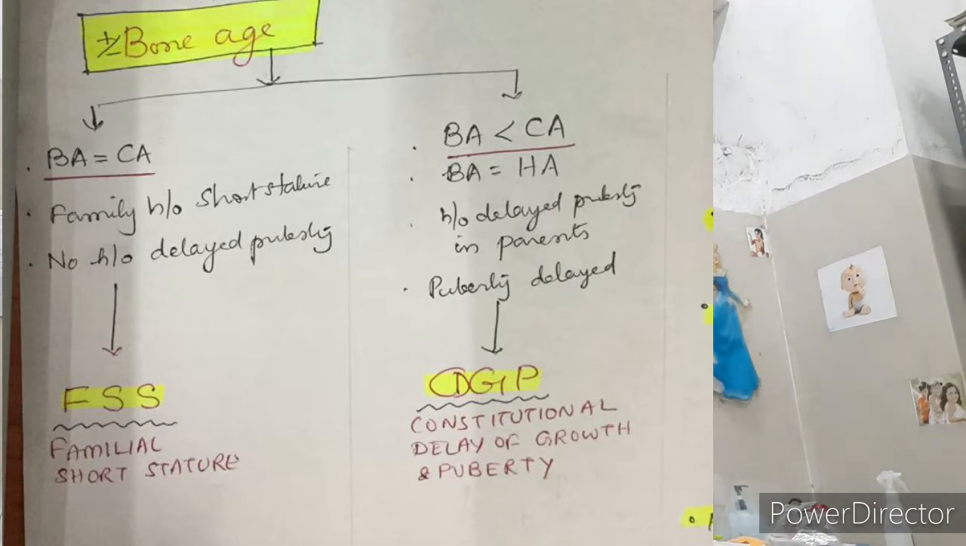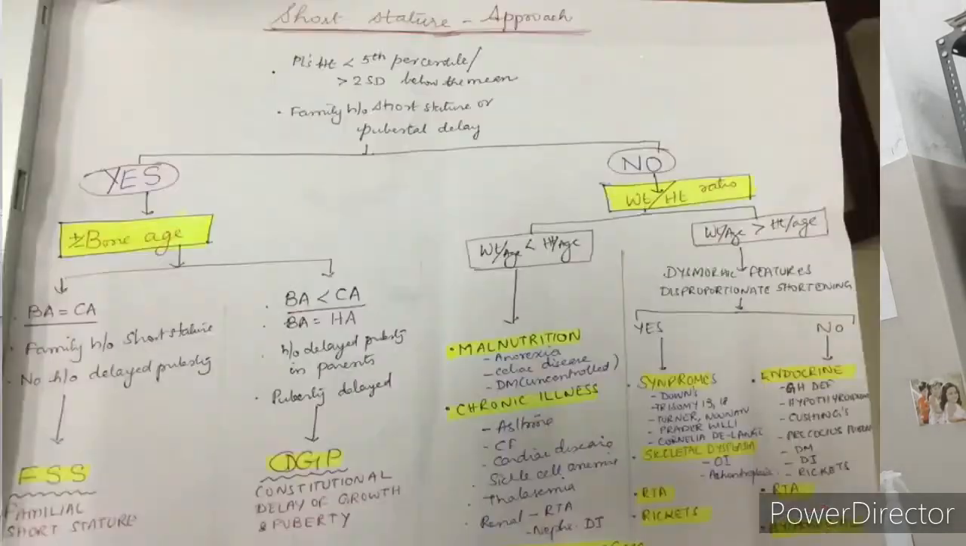If the bone age is less than the chronological age, but the bone age is correlating with the height age of the child, and also if there is a history of delayed puberty, no history of short stature in the family but there is a history of delayed puberty in the family, yes, it is a case of constitutional growth delay. That is the most common cause of short stature in children. That was an MCQ which was asked a few years back in one of the entrances: the most common cause of short stature. It is constitutional delay of growth and puberty, that is CDGP. Okay, so that comes to one part.